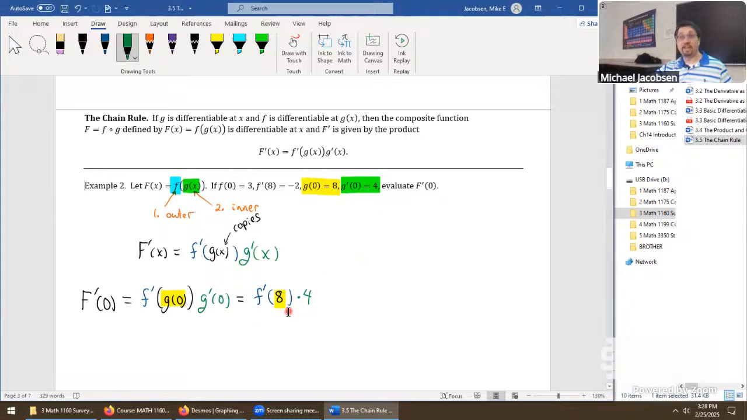And now we need another evaluation. Notice f of 0 equals 3. I mean, it's correct. That's what they are saying the function does. But it's totally irrelevant to us. That doesn't help us out at all. If we use that, we probably are going to get the wrong expression. Because what we really want is f prime at 8. f prime at 8 is -2. So this whole thing becomes -2 multiplied by 4 for -8 altogether. So kind of a weird problem.